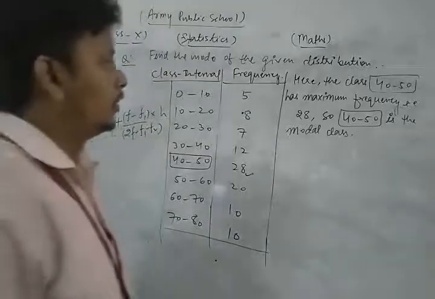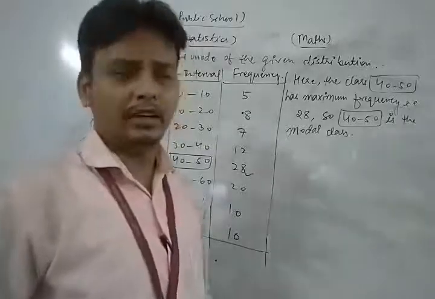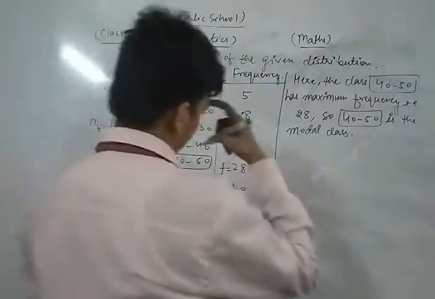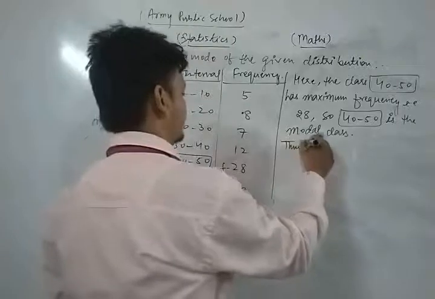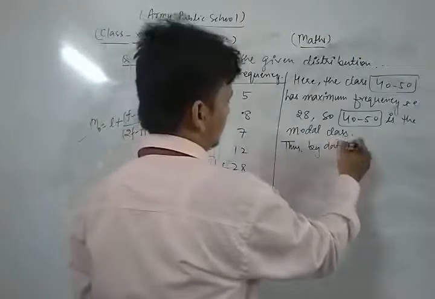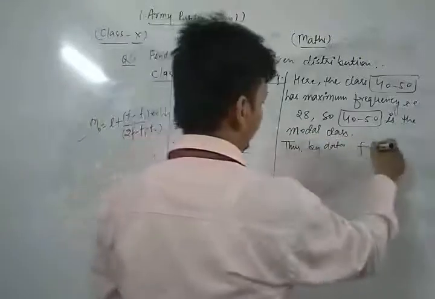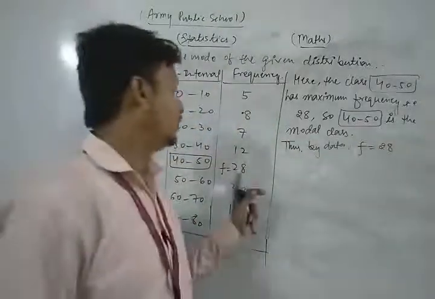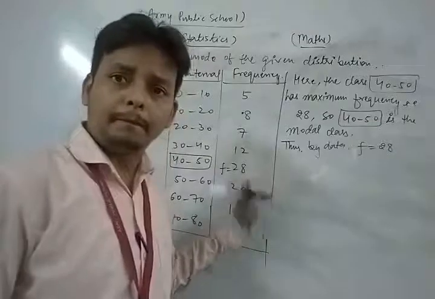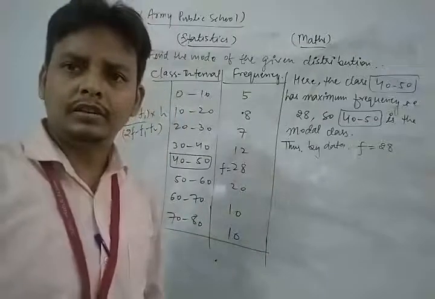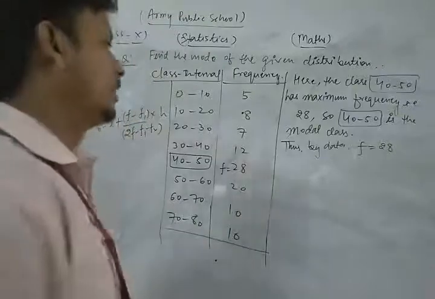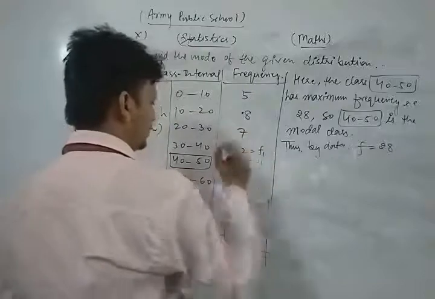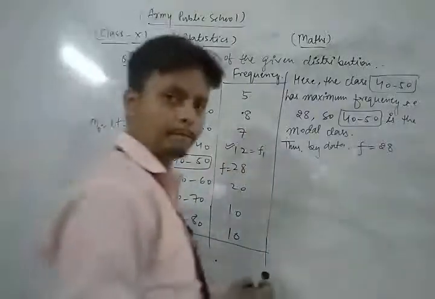Now we write all the values related to that class. This is the frequency of the model class. By the data, we have the value of f, that is 28. This is the frequency of the model class, f. This is 28. Now this is f1, the frequency of the class just preceding the model class.